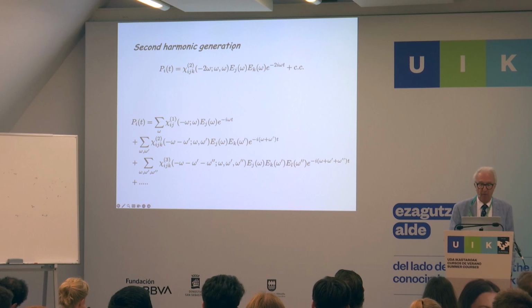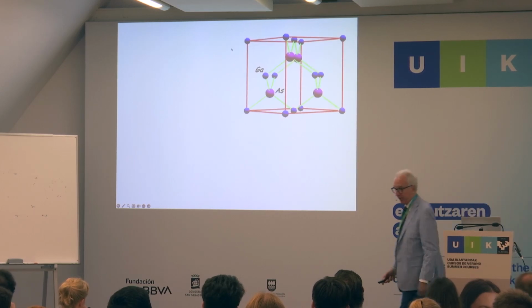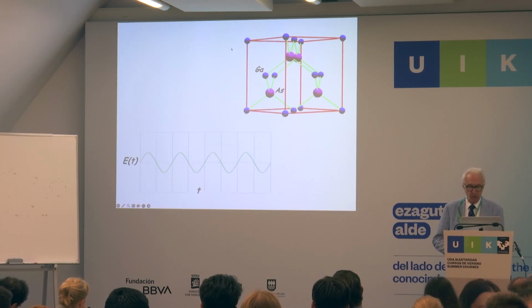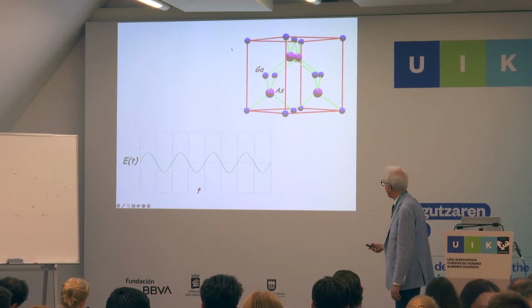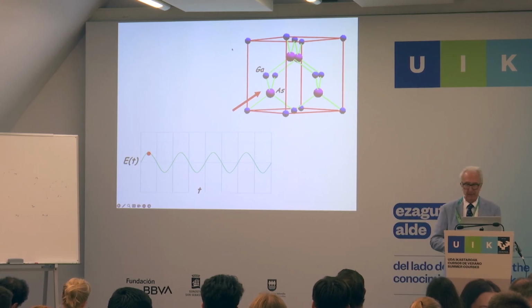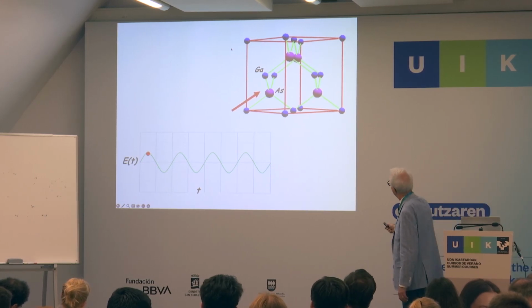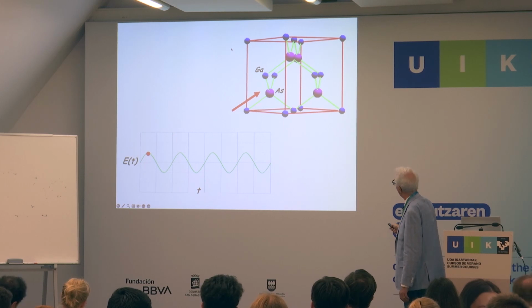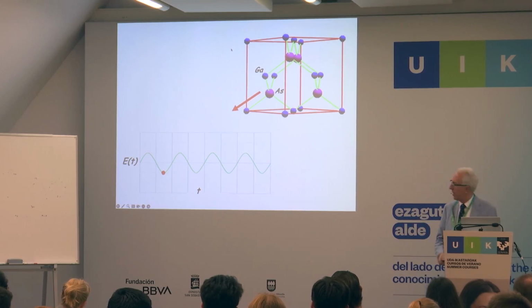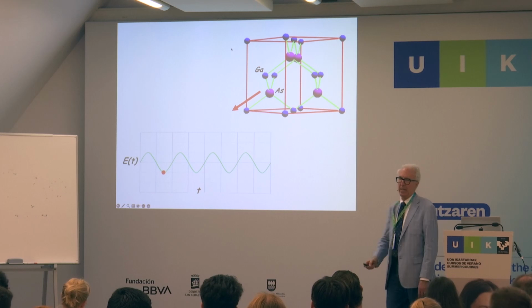So, for example, let's look at gallium arsenide. Imagine that I put on an electric field, an oscillating field at a certain frequency. When the electric field is up here, the electrons between the gallium and arsenic are being driven towards the arsenic. And then a little bit later, they're going to be driven towards the gallium.